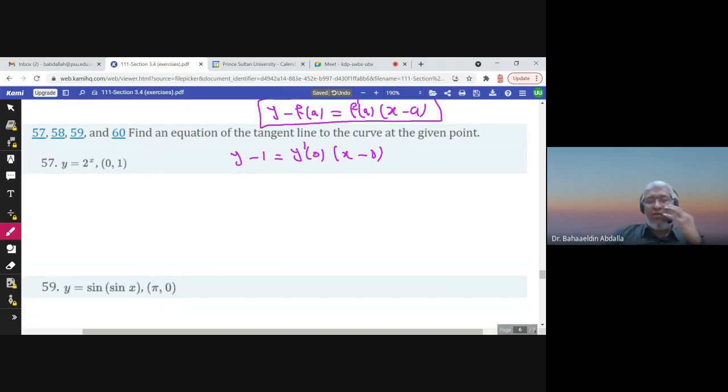So all what I need to find is y prime at 0. So y prime would be 2 to the power x times ln 2. And y prime at 0 would be 2 to the power 0, which is 1 times ln 2. So the equation would be y minus 1 equals ln 2 times x, okay? Or it would be y equals ln 2 times x plus 1.